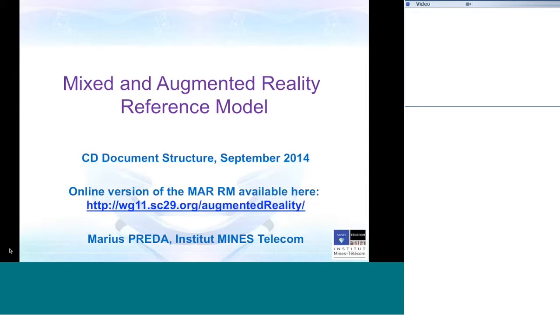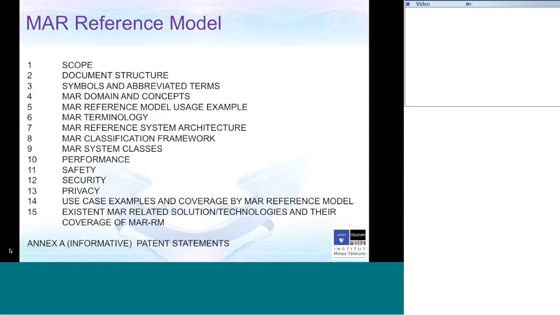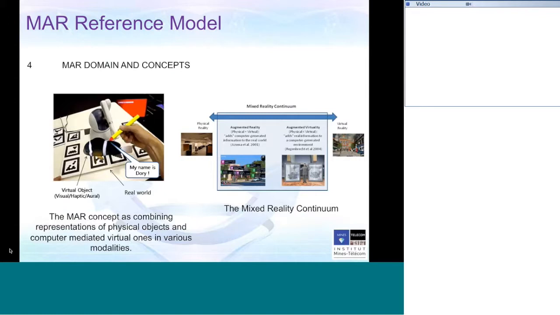So let's go into the structure of the document. The goal of my presentation today is to indicate the content without too many details. So I will go section by section, just to give you a preview of the content. Currently there are 15 sections, and I will go one by one through the most relevant ones. The document starts with the definition of the domain and concepts. We are also providing a definition of mixed reality and augmented reality as a combination of representations between physical objects and computer-mediated virtual ones.